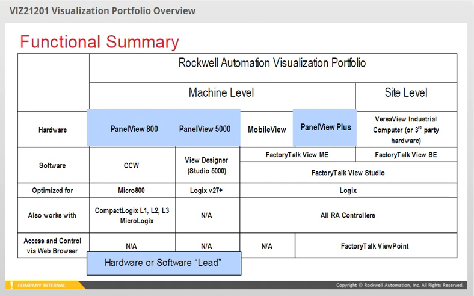selling PanelView Plus. PanelView Plus is also the only option if the customer needs direct connectivity to legacy automation networks, specifically anything other than Ethernet IP.